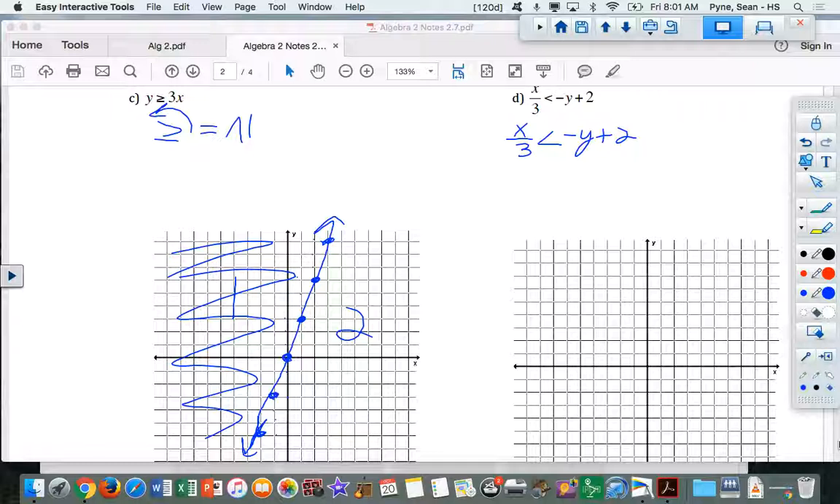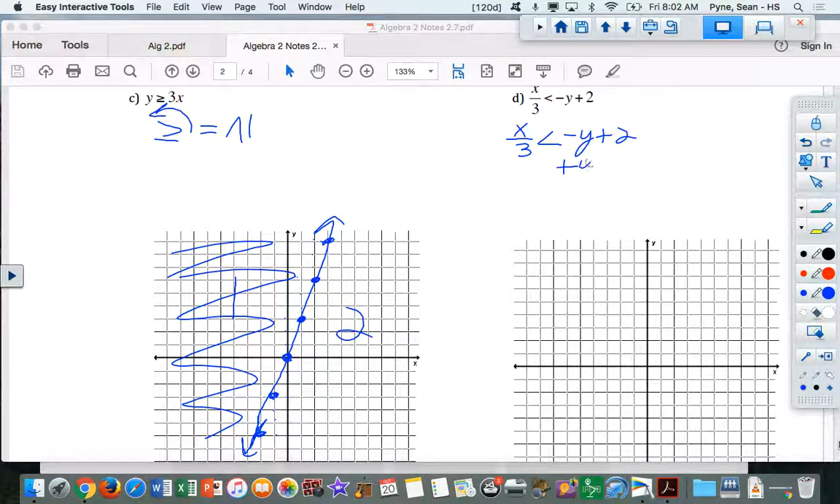Almost correct. Here's your last step. This is where you made a mistake. I'll show you. Excellent work, though. Really, really good. All right. So we have x over 3 is less than negative y plus 2. What would be my first step to start getting y alone? You want to move the y over? Okay. So you move the y over. What'd you do?